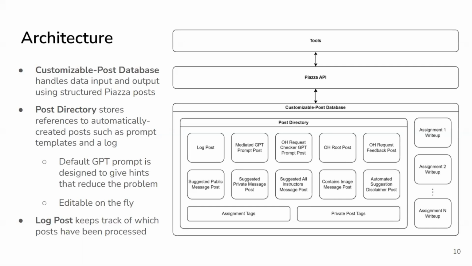All of this information is stored in Piazza, and if you want to edit them, you essentially go to the post directory, follow the link, and that will bring you to another Piazza post that you can then edit and change things on the fly. So if we want to change the behavior of our system, all we have to do is go to the Piazza post containing, for example, a prompt or a template response, and we can edit that directly in Piazza.